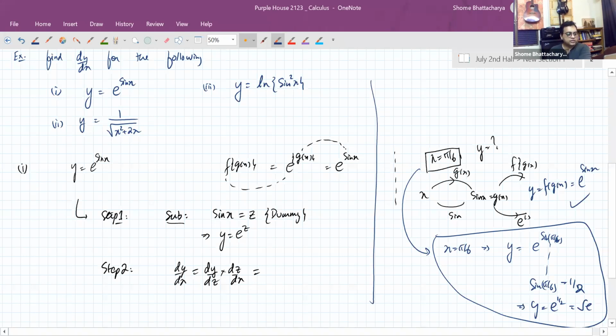Okay, so now that we have reached this second step, you need to see how to calculate dy by dz. Just substitute y from here. We've just got it as e raised power z, and then multiplied by dz by dx. So z is what it is, sin x.